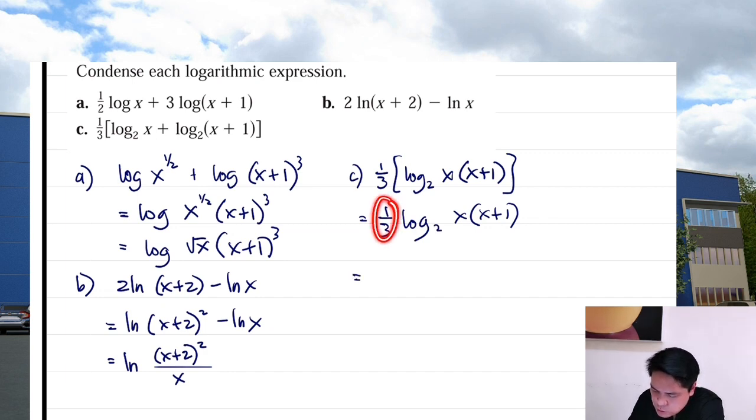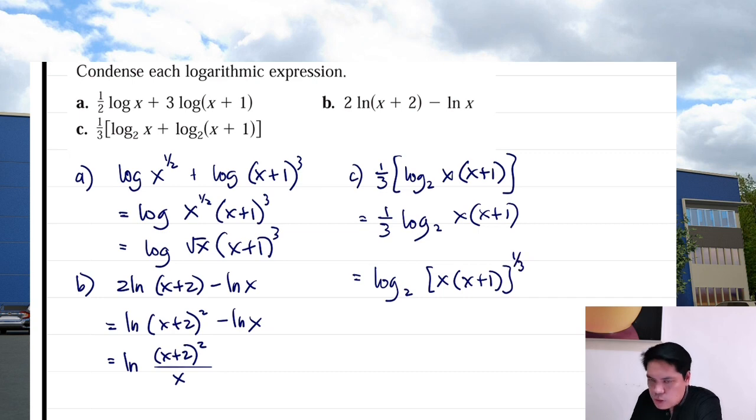Okay? Then, ito, exponent siya nito. So, that would be logarithm to the base 2 of, remember na isa siyang group. So, i-group natin muna siya, x times x plus 1. Then, doon na natin erase by 1/3. Okay? So, this could be an acceptable answer. Okay na yan. Or if you want to distribute 1/3, that would be logarithm to the base 2 of x raised to 1/3 times x plus 1 raised to 1/3. So, that's still okay.